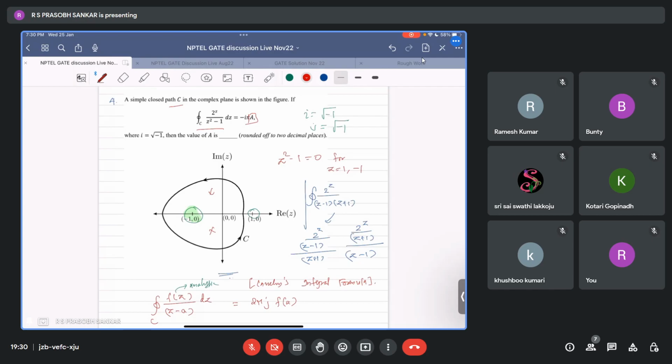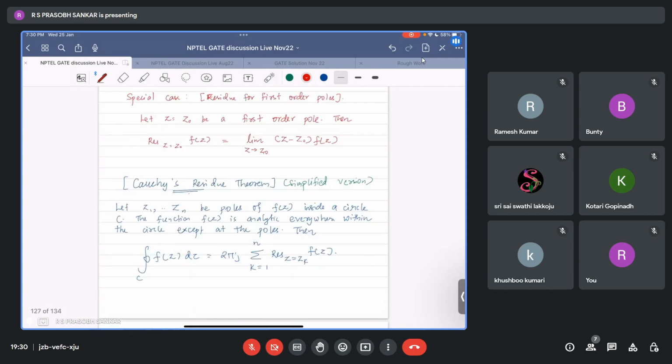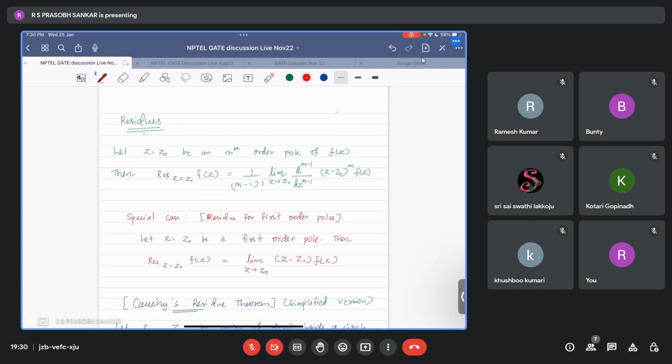Now there is a bit of theory there. I don't want to go into too much detail here. I'll explain the simple way here. And again, a word of caution: this is not a substitute for a proper course on complex analysis. I'm just telling it from the point of view that you can use it for the GATE exam. The theory is a bit more involved.